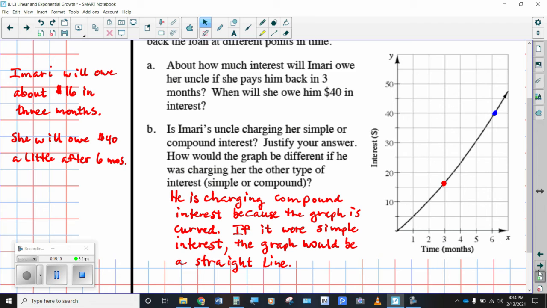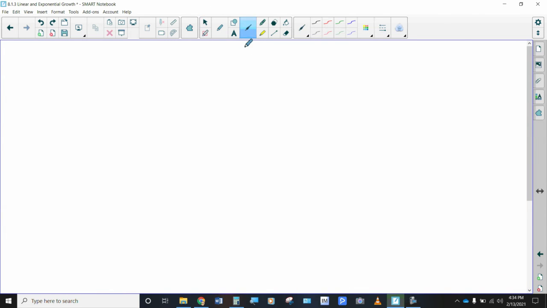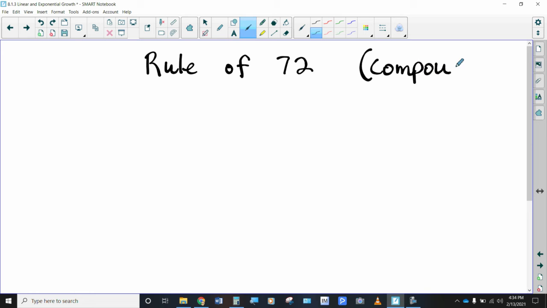All right. I'm going to teach you something here. I'm going to teach you something that is called the rule of 72. And this applies to all situations that involve compound interest. This is sort of a mental process that bankers and finance people will use to determine how long it'll take for an investment to double.